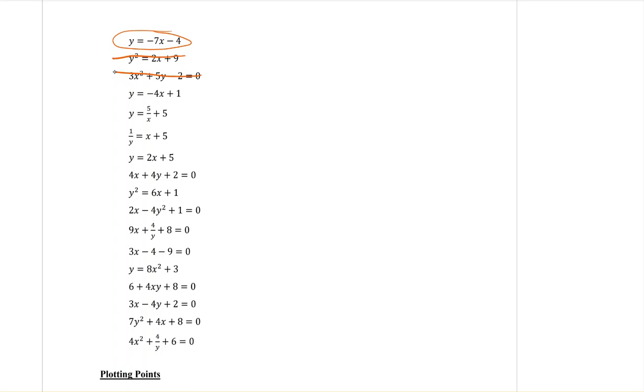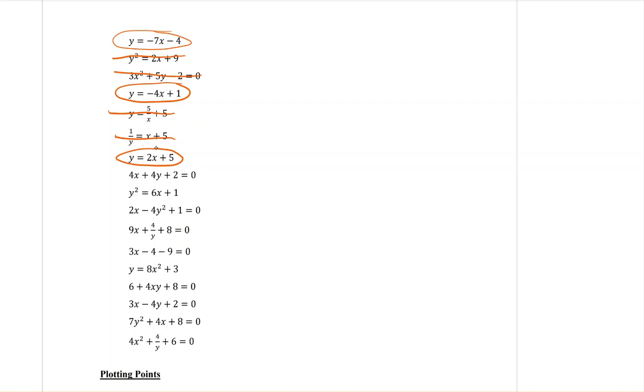So I have a y squared in that first one, so I've crossed it out. I have an x squared in the next one, so I've crossed it out. The next one, normal x, normal y, so that one's a line. Y equals 5 over x, nope, can't have x on the bottom. Next one can't have y on the bottom, so cross that one out. Next one, y equals 2x plus 5, that's going to be a line.